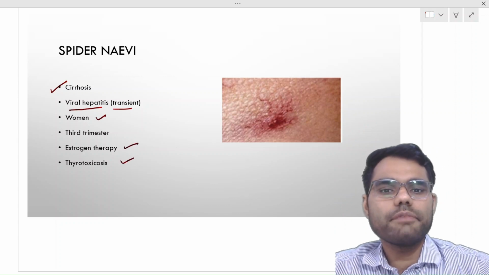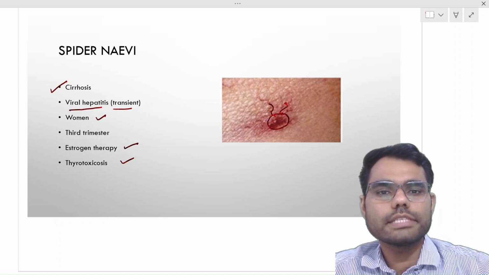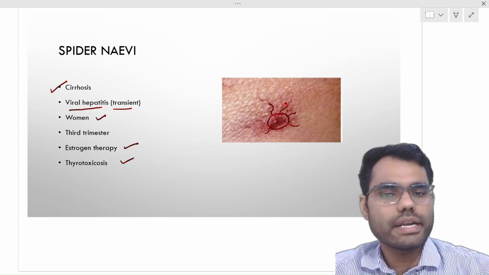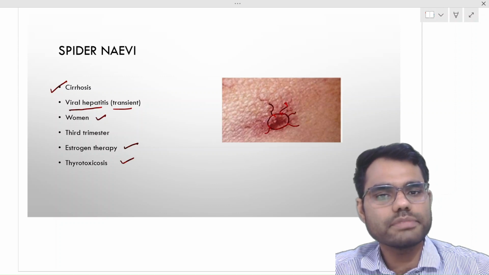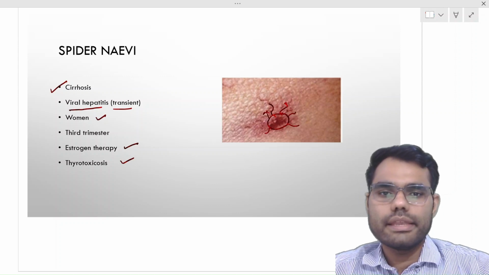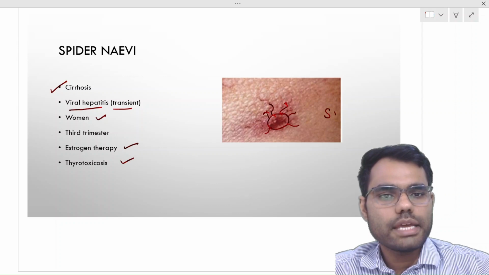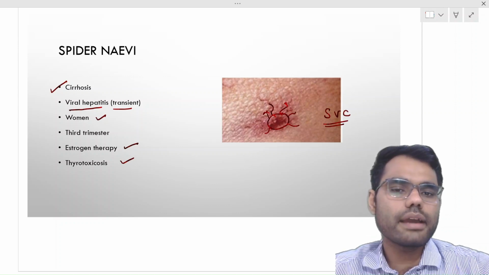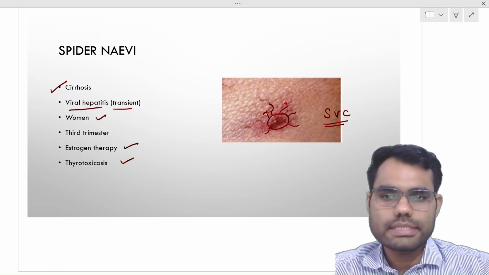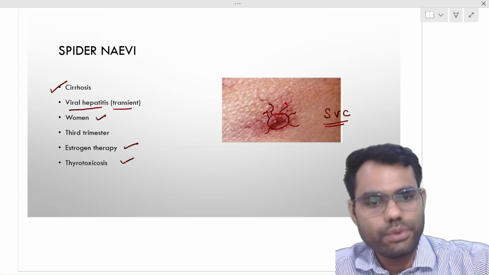So this is a spider nevi, which consists of a dilated arteriole surrounded by multiple branching small vessels, right? And if you place a glass slide over it, it will blanch. And once you remove the glass slide, it will again fill from center towards the periphery. And this is classically seen in superior vena cava distribution, that is upper part of the chest, upper part of the back, and in upper limbs, right? So this is all about spider nevi that you need to know.